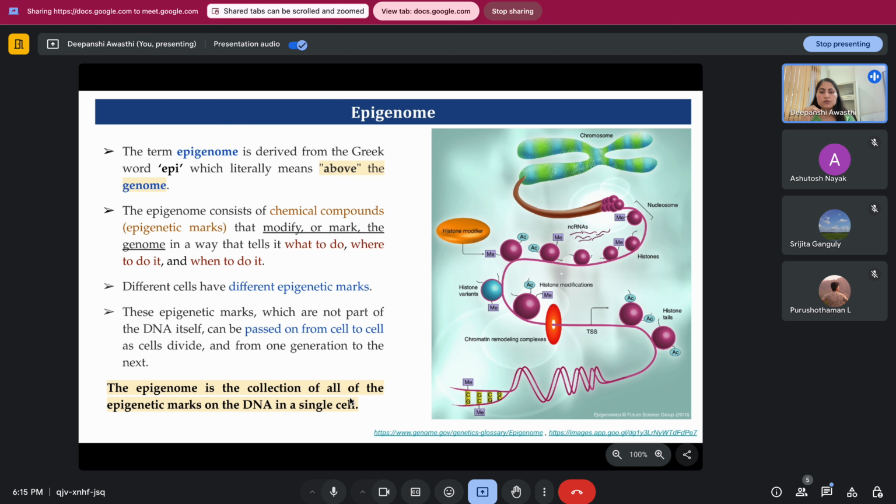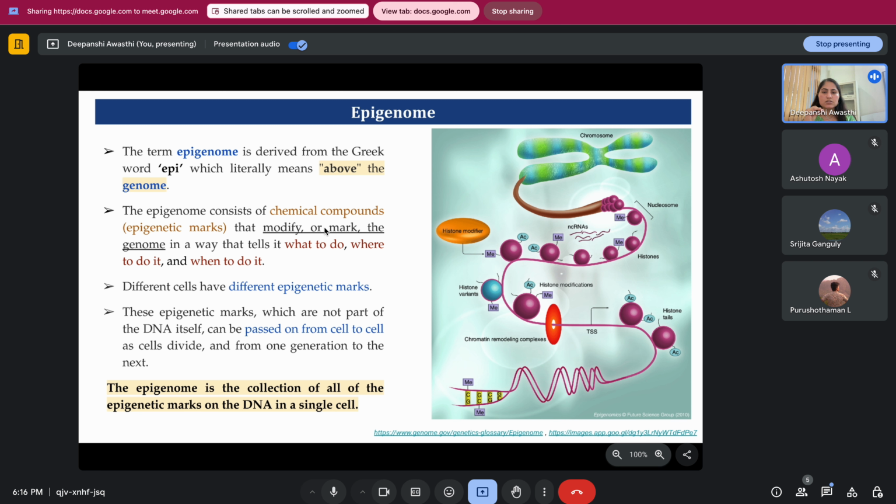Now I will move to the epigenome. So this is the first topic of week 2. The epigenome is also made up of two words. Epi means above and genome means genome. So there are certain processes which govern the expression of a genome. Those are referred to as the epigenome.